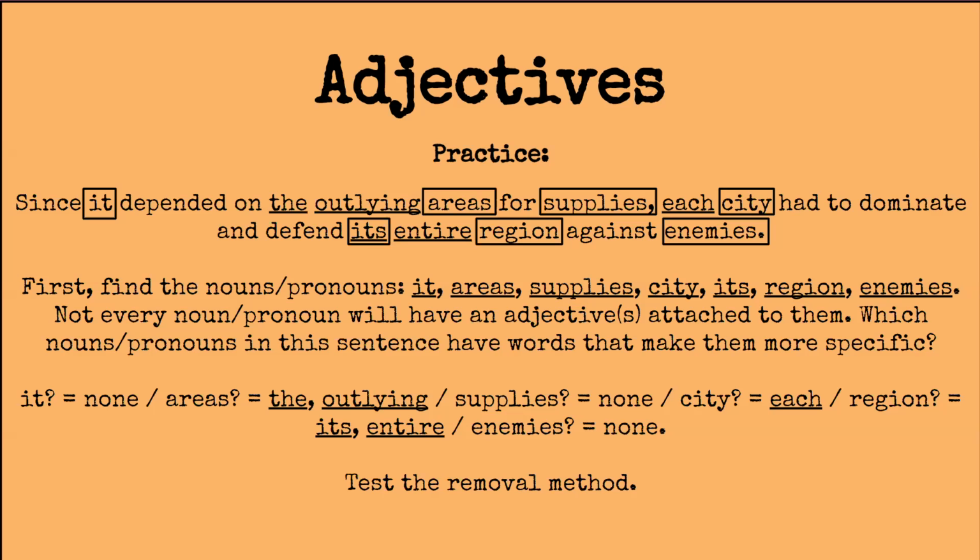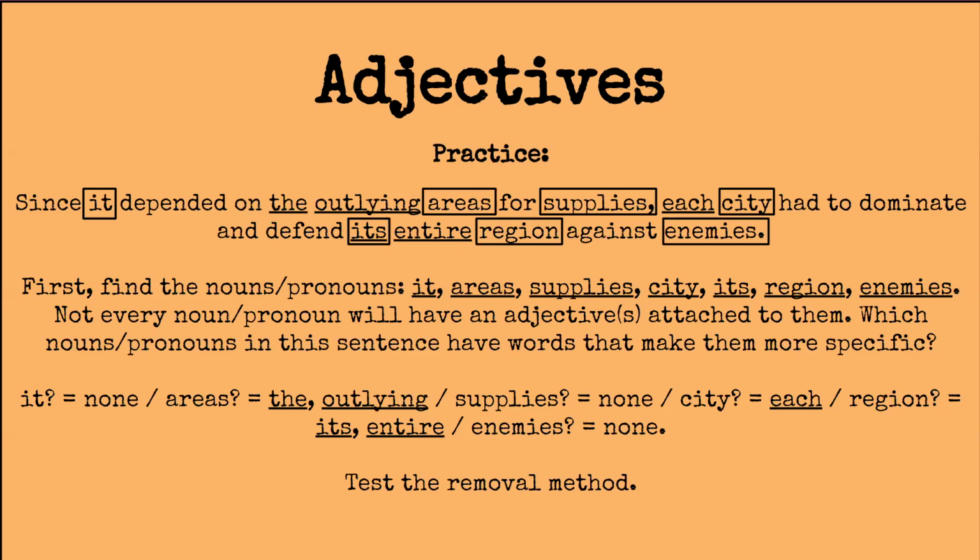So I look through each one. The first one, since it depended. Well, we're not really sure what it even is. There's no added detail to it to give us more information to help modify it. We're going to find out more about it later, but we don't know what it is. So in this case, it does not have an adjective attached to it. There are none there.